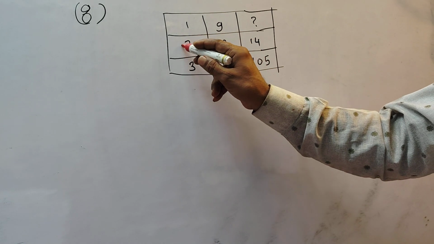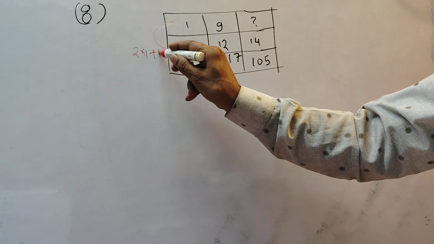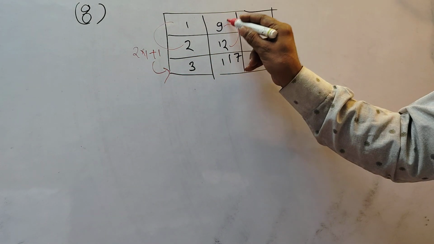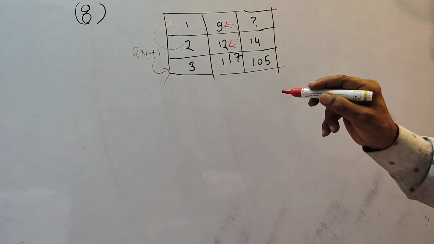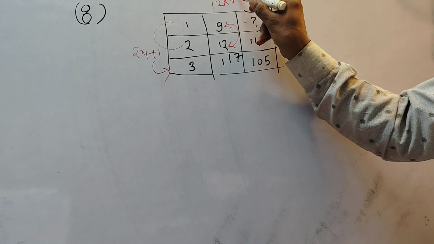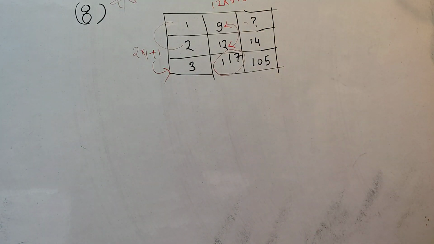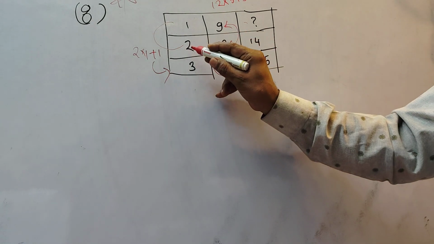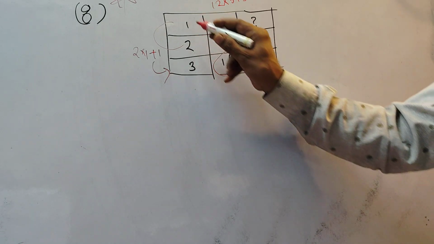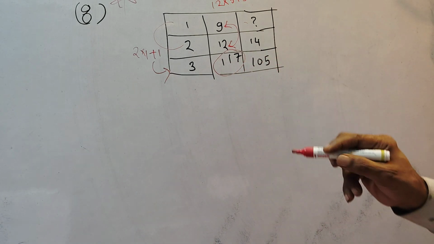2 multiply 1 plus 1, it gives us 3. Similarly, 12 multiply 9 plus 9, it gives us 117. This question is quite interesting. It is a star type question. This other number multiplied by this larger number, 2 multiply 1, then adding the smaller number, plus 1. Similarly, 12 multiply 9 plus 9, it gives us 117.